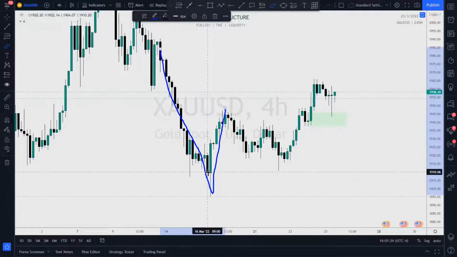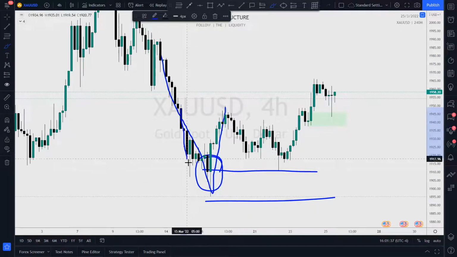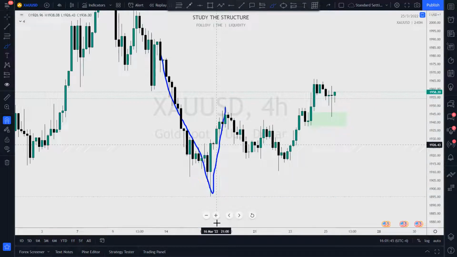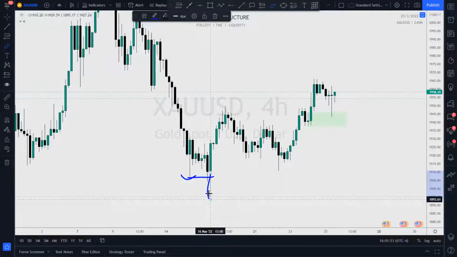Here's the deal on this here. We created a zone of demand here, and as we come down, make that low, pull back, then make another low, pull back. What you want to notice is the low here was broken by this new one. As soon as that happens, you want to go to what was responsible for this low. Where's the highest point? The highest point was here.